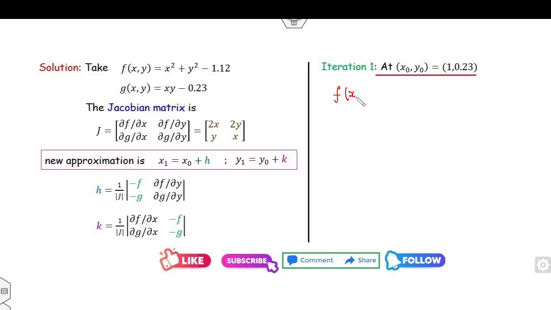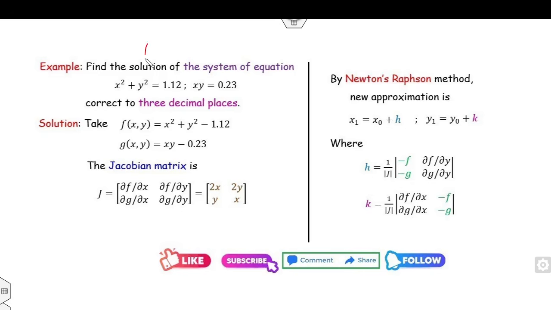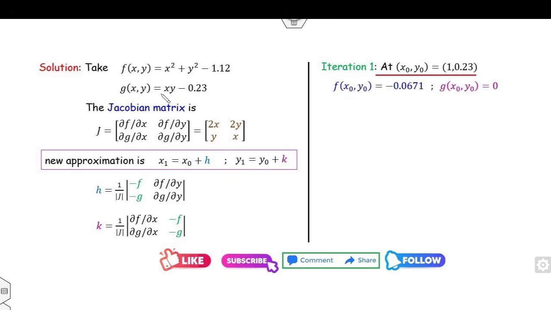Can you find the value of f at the point x naught, y naught? You can find the value of g at the point x naught, y naught. Now you can read the statement again. Your target is to find the solutions, whether they need 2 equations or 3 equations. Now, can you find the Jacobian? So what is J? Twice of x, that is my 2, twice of y, and the g entries. Fine. Now, can you find the determinant of this?